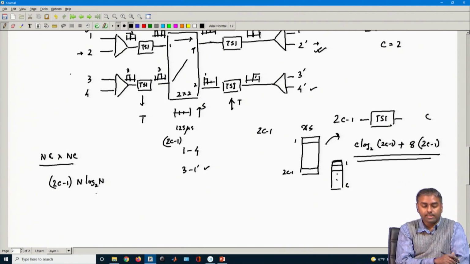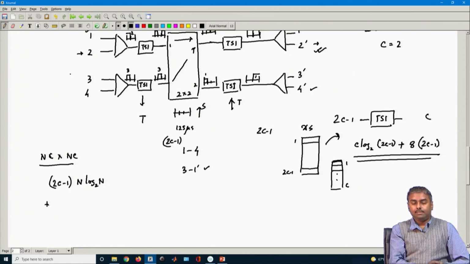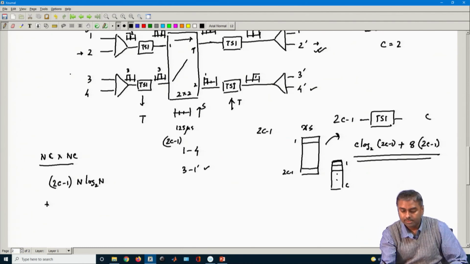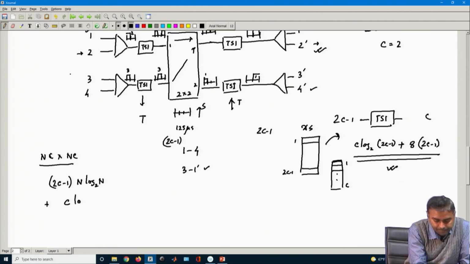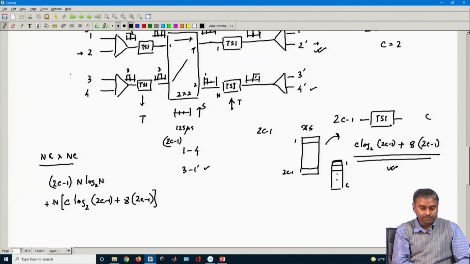Now, let us talk about the TSI. The second stage TSI, you have already seen that 2C minus 1 number of slots are coming and I am reading C. So, for that I have already calculated. It should be C log (2C minus 1) plus 8 into (2C minus 1). How many such TSIs are required? 1 to n. So, n number of such TSIs are required. So, that is the memory that I will be requiring.